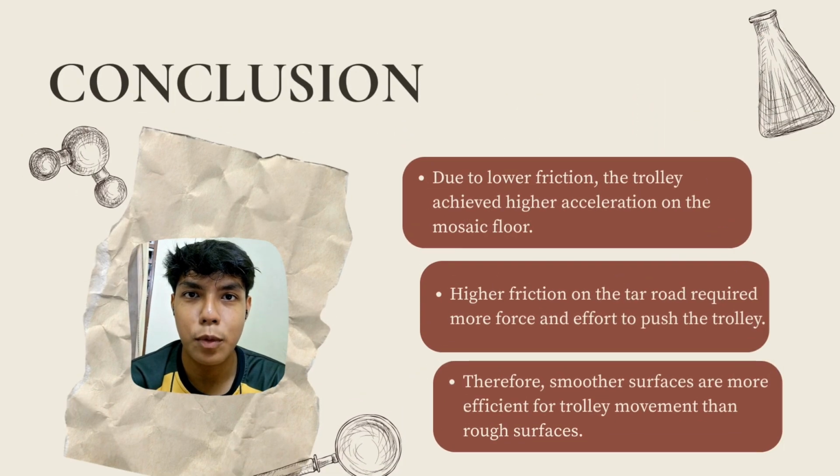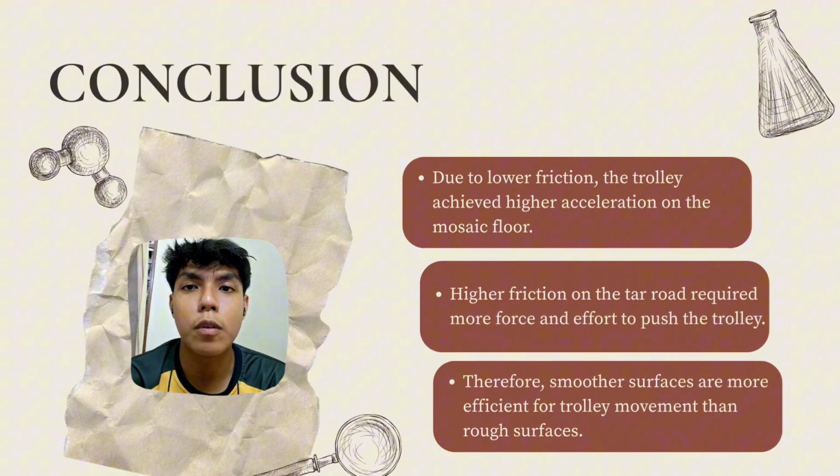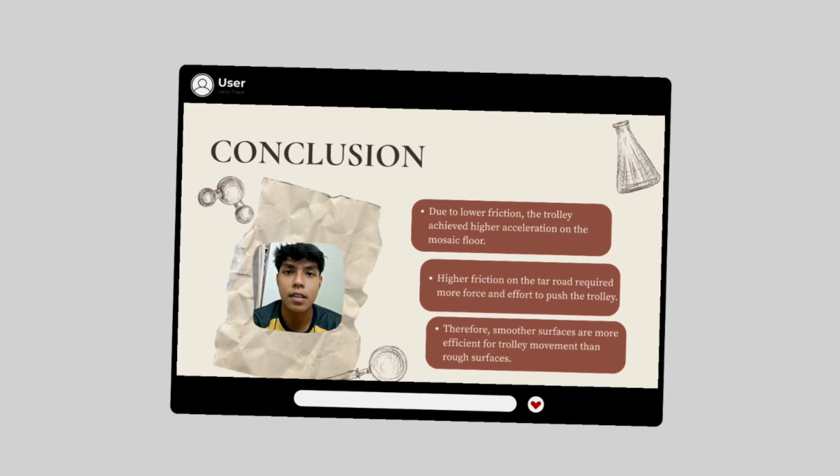Last but not least, we move to the conclusion part. Due to lower friction, the trolley achieves higher acceleration on the mosaic surface. Higher friction on the tar road requires more force and effort to push the trolley. Therefore, smoother surfaces are more efficient for trolley movement than rough surfaces.